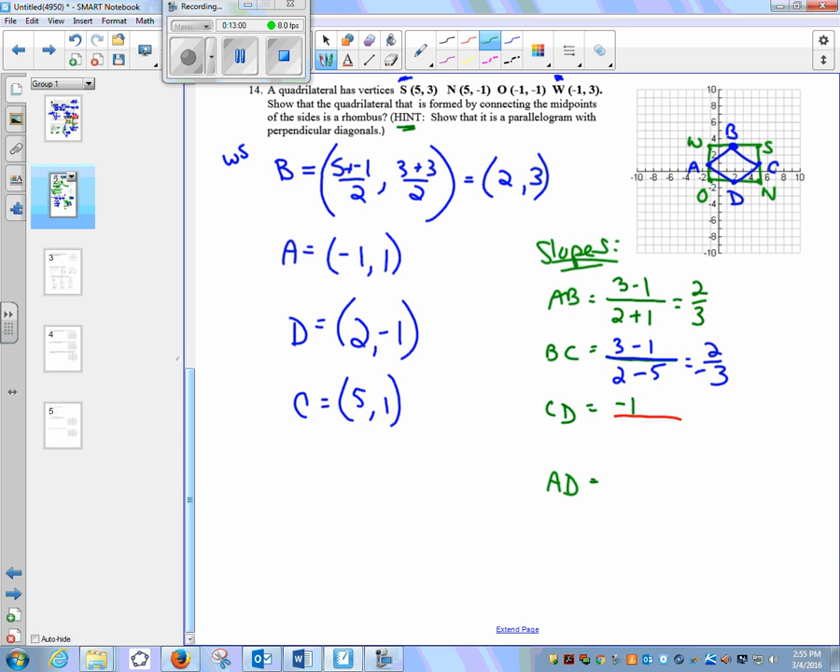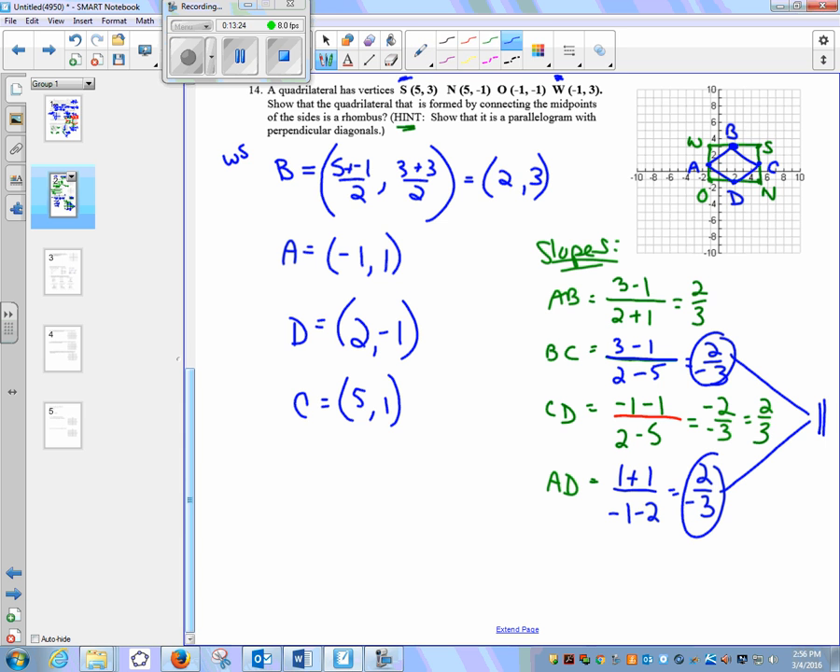CD is negative 1 minus 1 over 2 minus 5, which is negative 2 over negative 3, which is a positive 2/3. And AD is 1 minus a negative 1, which is plus 1, over negative 1 minus 2, which is 2 over negative 3. So we have these two are parallel, and we have these two are parallel, which makes it a parallelogram.